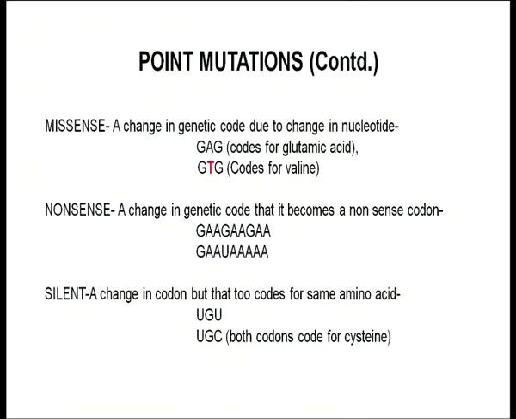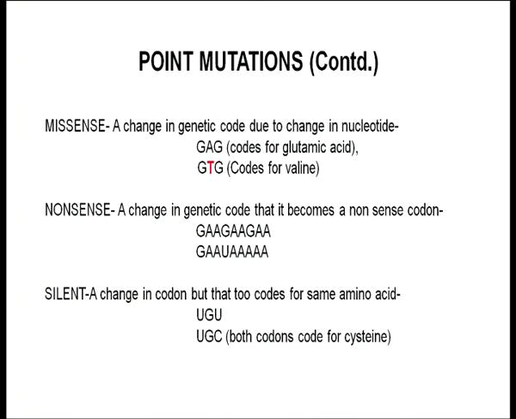What are missense mutations? It is a change in the genetic code due to a change in the nucleotide. So GAG codes for glutamic acid. Instead of GAG, if it becomes GTG, GTG will code for valine. So that was a missense mutation, something else has been formed in the polypeptide chain. Instead of glutamic acid, now valine will be added, which will not be a normal structure of the polypeptide.